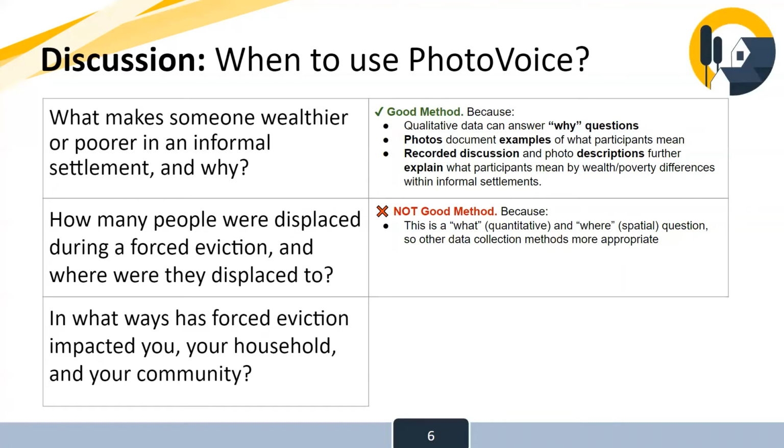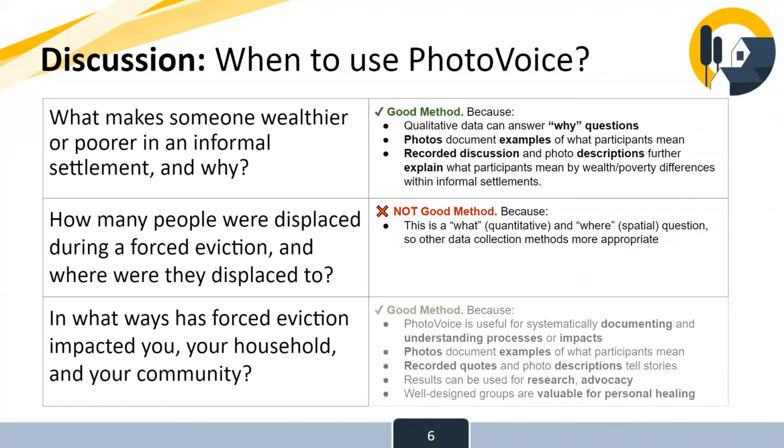And here is the last question. In what ways has forced eviction impacted you, your household, and your community? It's also a forced eviction question, but it's different than the previous one. And in this case, I think that photo voice would be a good method to use because photo voice is useful for systematically documenting and understanding processes or the impacts of something.